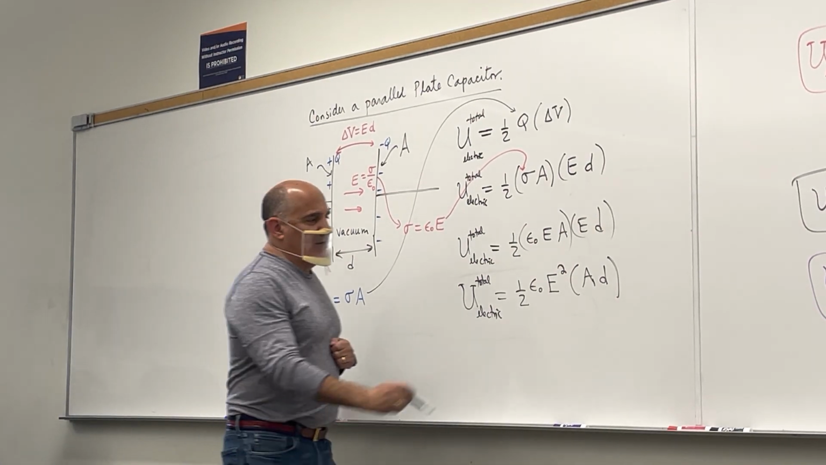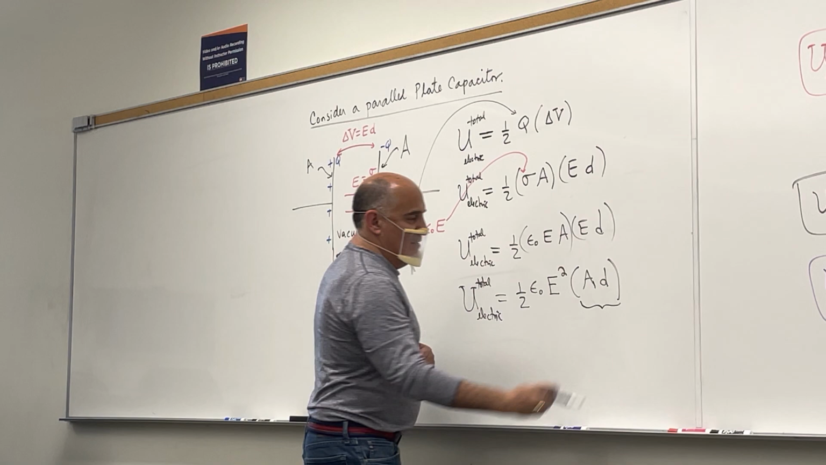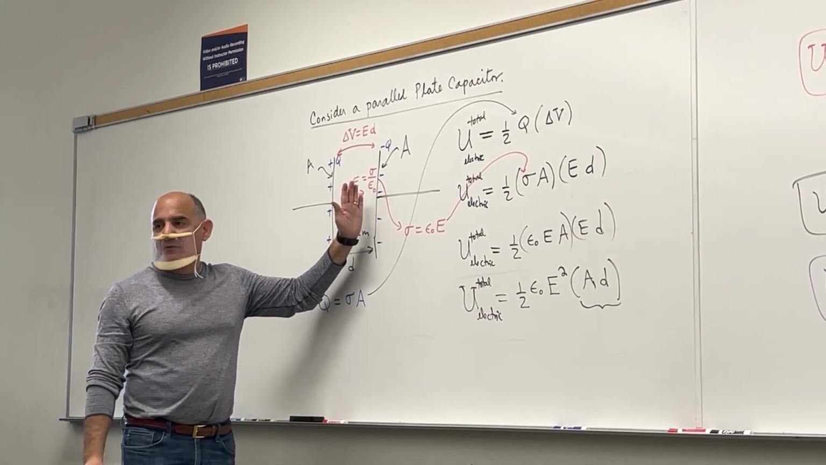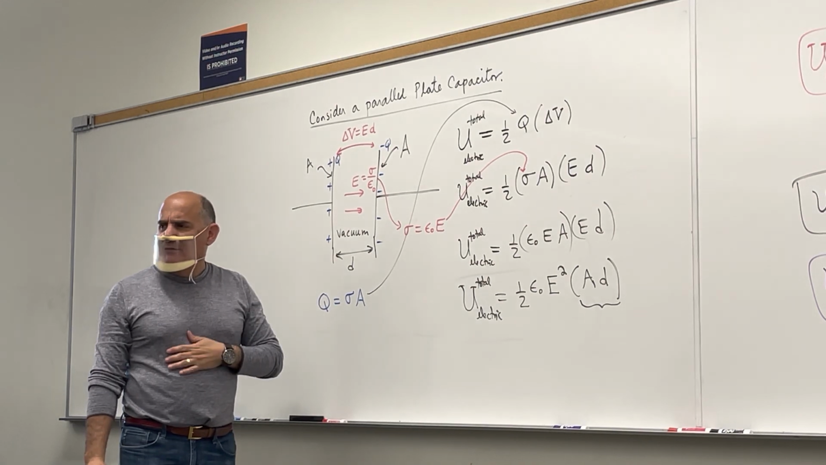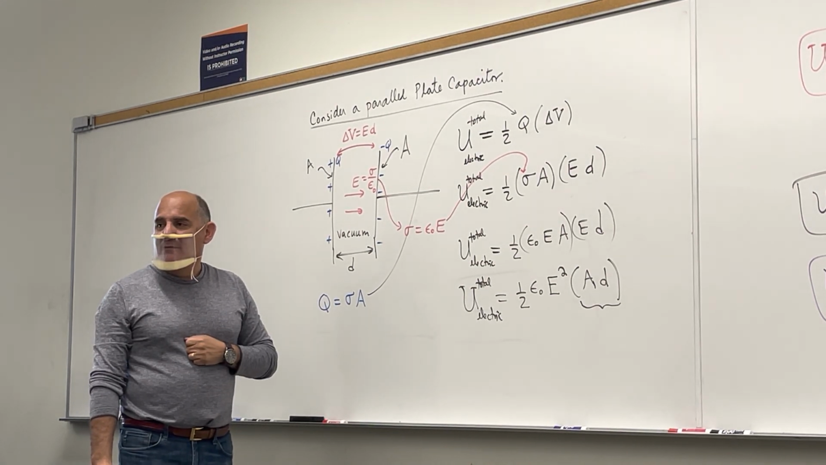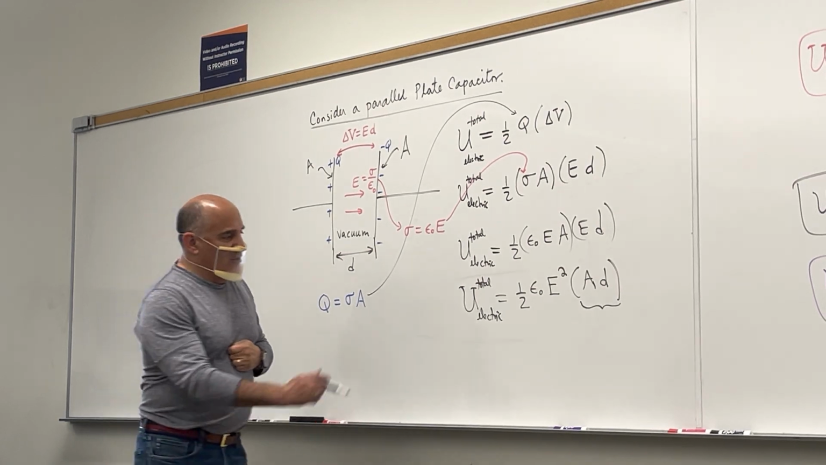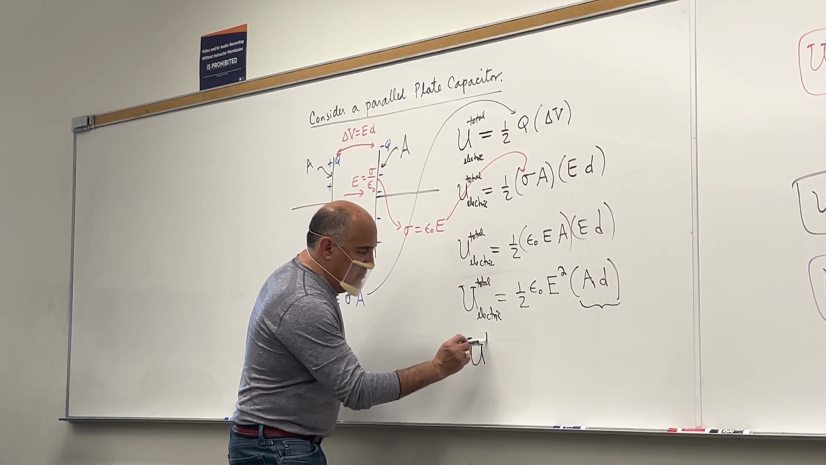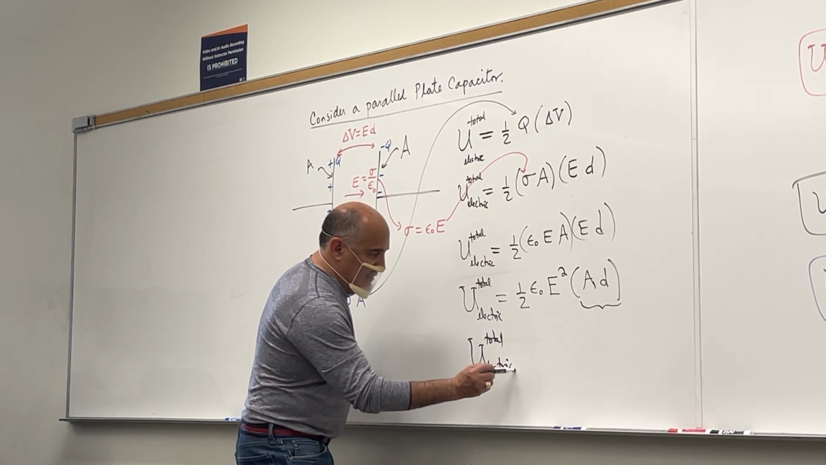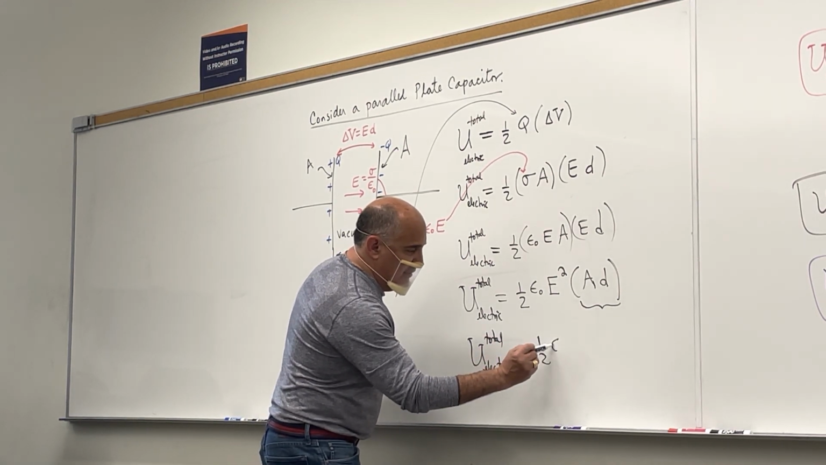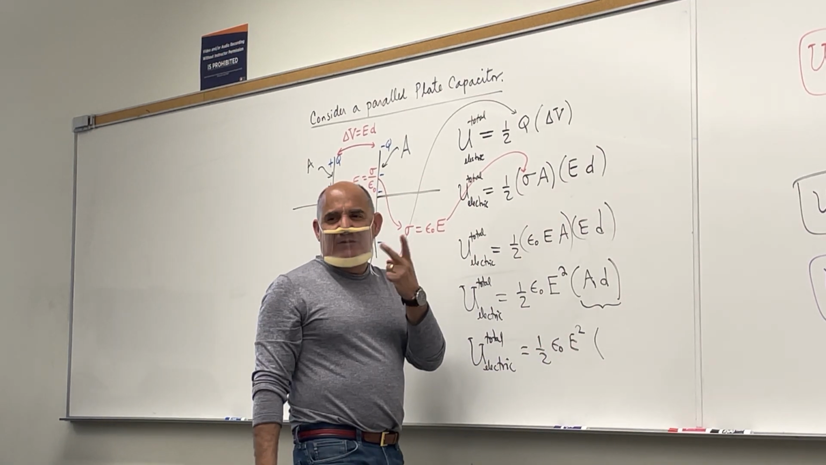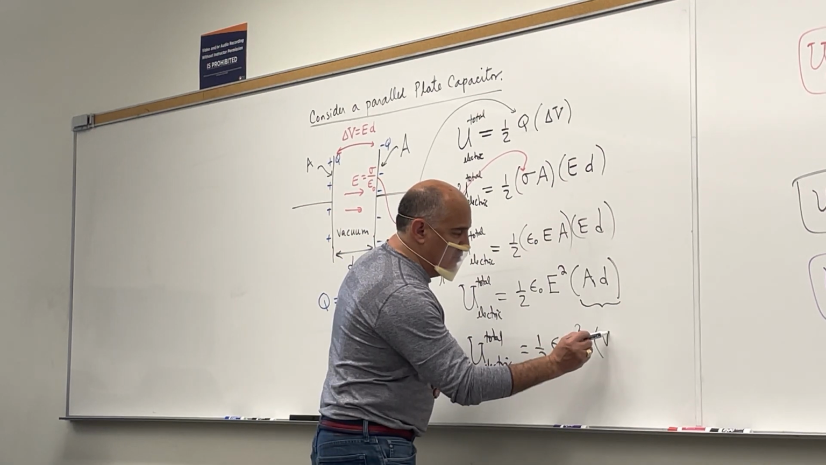Now, what is this quantity over here equal to? What is the area of this plate multiplied by this separation distance? What does that represent? The volume between the two plates. So the total energy stored in this capacitor, its electrical energy, is 1/2 epsilon naught E squared times volume. I don't want to write it as capital V because that also means electric potential, so I'll just write it as volume.